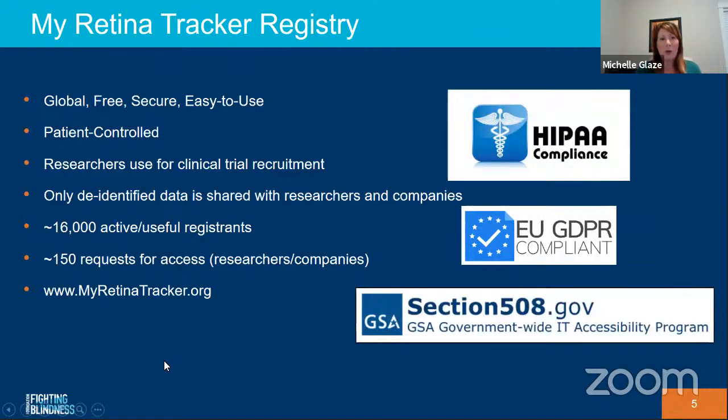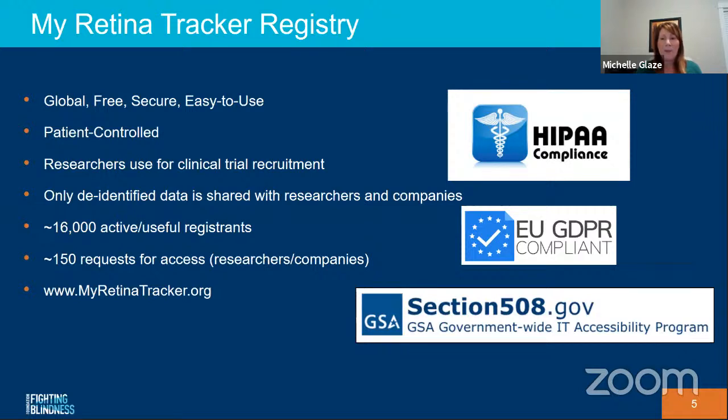So the My Retina Tracker Registry is a global registry. This is available to anyone who has been clinically diagnosed with an inherited retinal disease, and it doesn't matter where you are in the world. It's a free platform, it's secure, it's very easy to use. This is a way for individuals with an inherited retinal disease to really raise their hand and be seen by the research community. Researchers can potentially recruit patients for clinical trials, but this is a confidential platform.